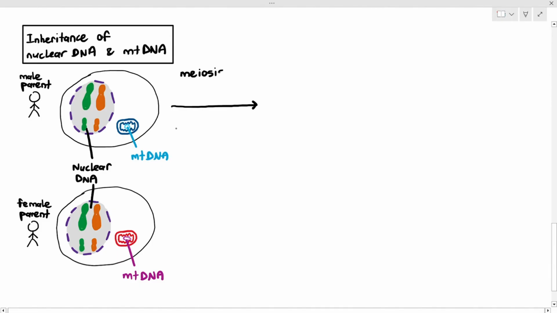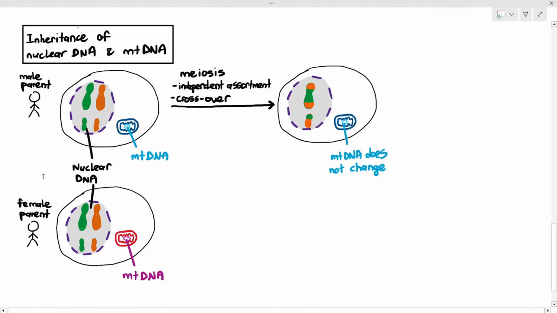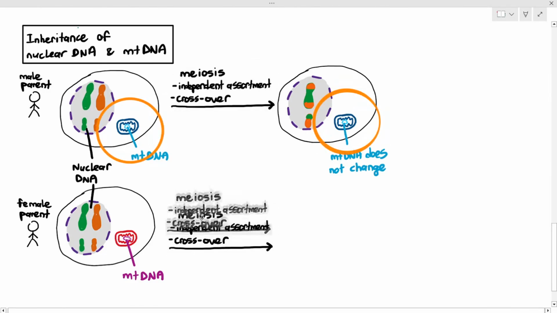Now, due to meiosis, processes like independent assortment and crossover, the cell goes from diploid to haploid. We know that it halves the number of chromosomes, but look at the color of the chromosome. It's not just totally orange or totally green. It's a mixture of orange and green. That's due to the crossover that happened, because remember, crossover causes exchange in genetic information. But the interesting thing is the mitochondrial DNA does not change. The mitochondrial DNA from here and here is exactly the same.